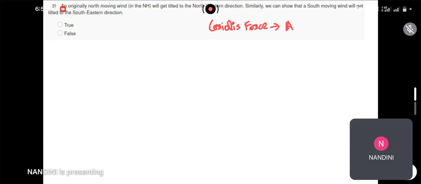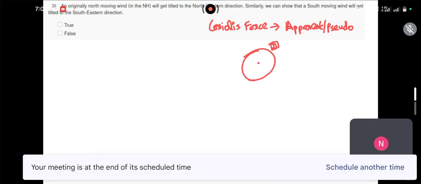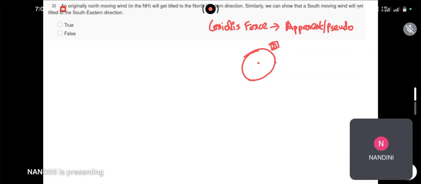is an apparent or pseudo force which arises due to the rotational motion of the Earth. Suppose we have Earth, suppose there is an air parcel in the atmosphere, and assume that there is an observer watching the air parcel from the surface of the Earth. So both the observer and the air parcel are moving as the Earth is rotating.